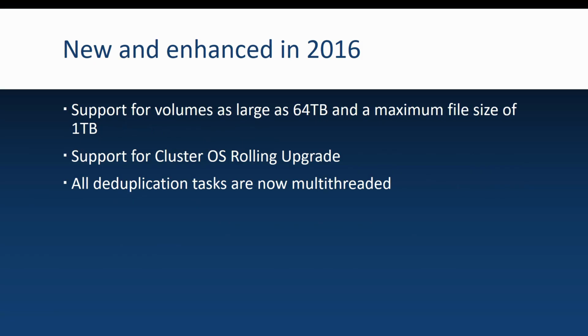And now a couple of things that are new in Windows Server 2016, new or enhanced actually. First is the fact that now dedupe supports very big volumes, so volumes as large as 64 terabytes, and it supports a maximum file size of 1 terabyte. Dedupe also now has support for ClusterOS rolling upgrades, and all deduplication tasks are now multi-threaded. This is a very big improvement because now everything will actually run a lot faster.